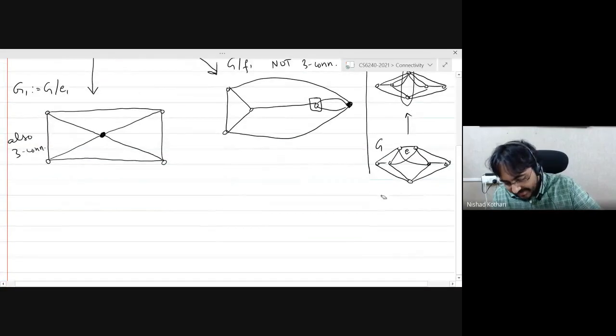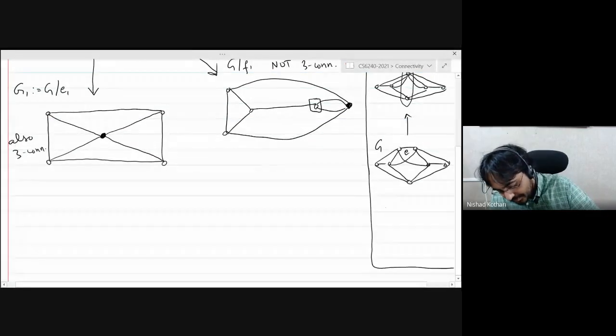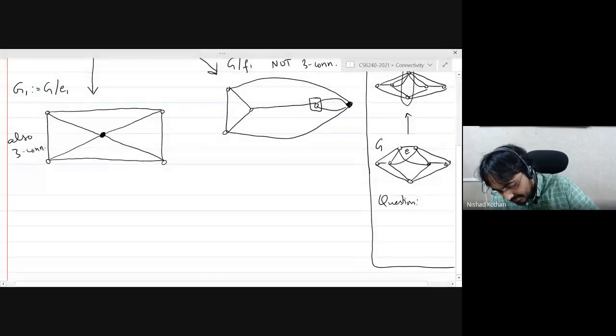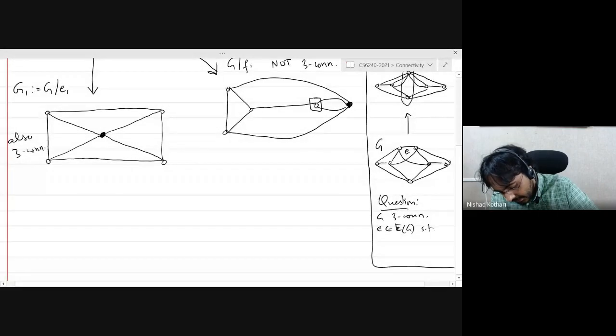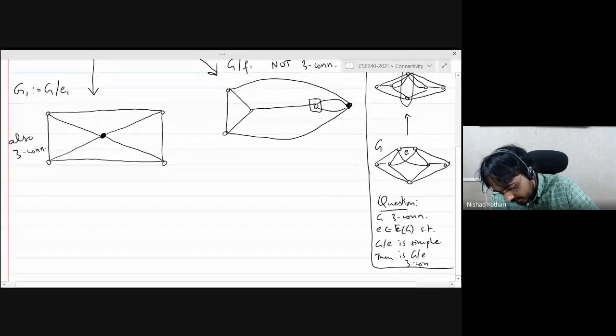So let's put this as a question. Supposing G is 3 connected and E is an edge such that G contract E is simple, then is G contract E 3 connected?